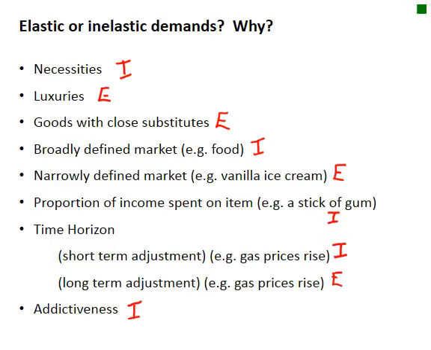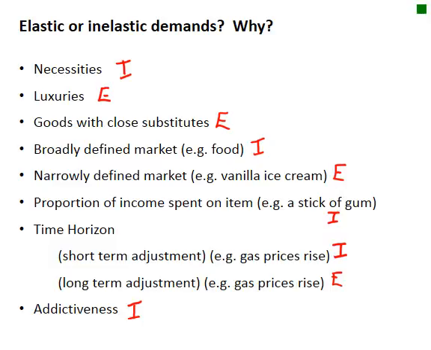So it's elastic. A broadly defined market such as food would be inelastic because it's very difficult to give up all food if the price goes up. But a narrowly defined market such as vanilla ice cream would be elastic because you could easily switch to other flavors or frozen yogurt and so on. Proportion of income spent on an item: if it's a stick of gum, this would be inelastic because even if the price doubled, you really wouldn't feel it since it's such a small percentage of your income. But if it was a large percentage of your income, then it would tend to be elastic.